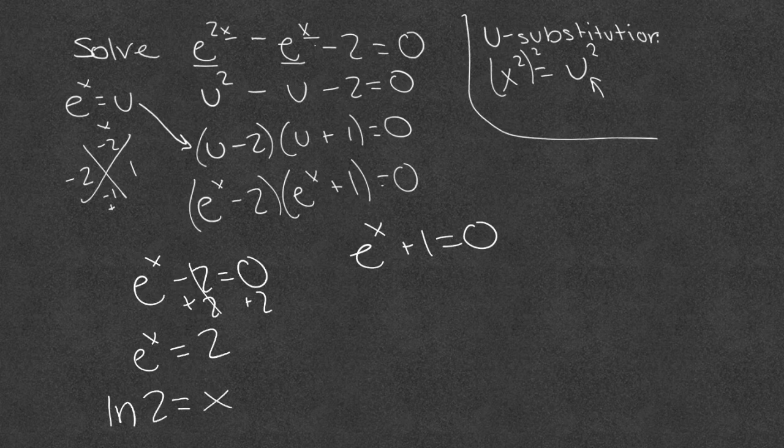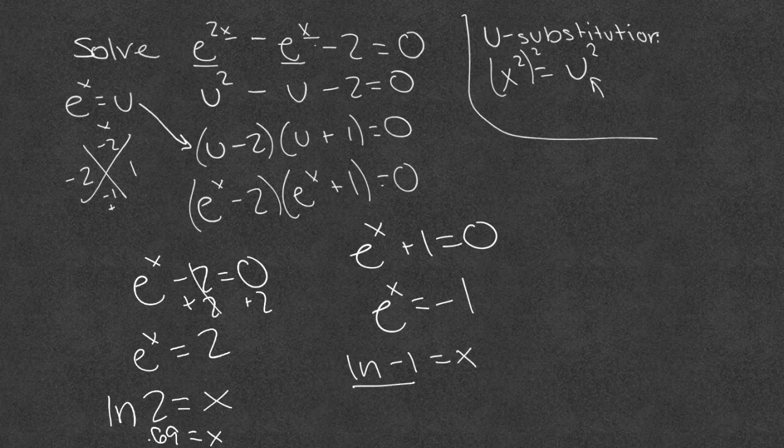So we just have to plug in natural log of 2, and that gives us 0.69 equals x, rounded. And then this next one is e^x = -1. If you write it, ln of negative 1 equals x, and if you plug that in, that is impossible. It does not work. So this is an extraneous answer, and this is going to be our only answer.